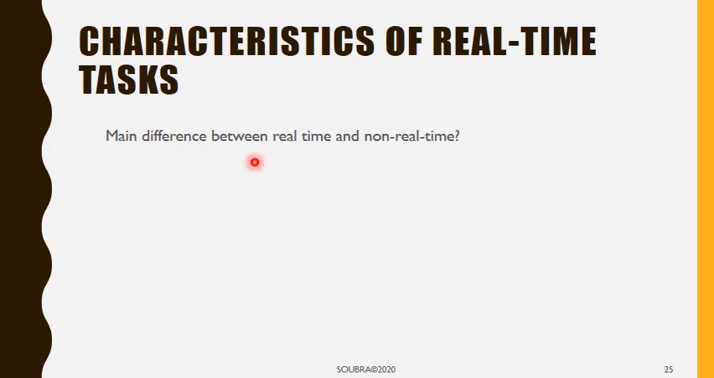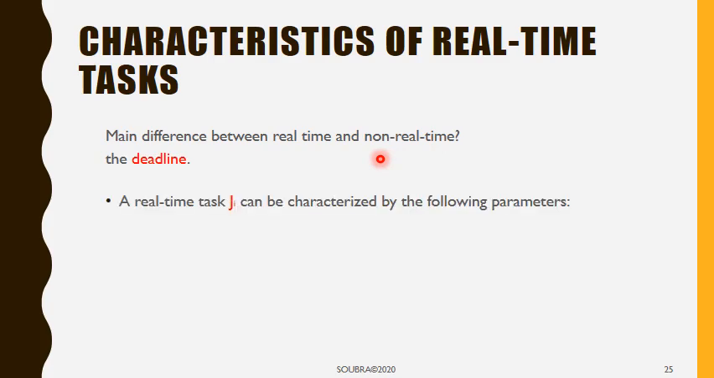So, characteristics: real time and non-real time. What's the difference between the two? In one word, deadline. No deadline, no real time. That's it. Fair enough.